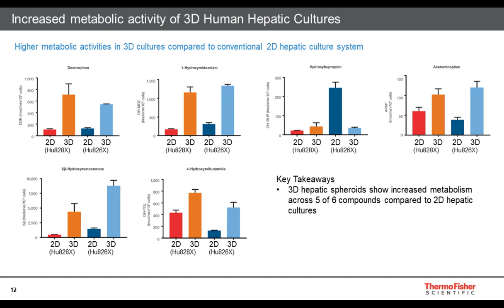So this was consistent across the board, except for the hydroxypropione. Sorry about that. And I guess this was a reproducible result. We're not entirely sure why one donor of 2D scored so high here, but otherwise we see consistently higher metabolic activities with the lots in spheroid culture versus 2D.